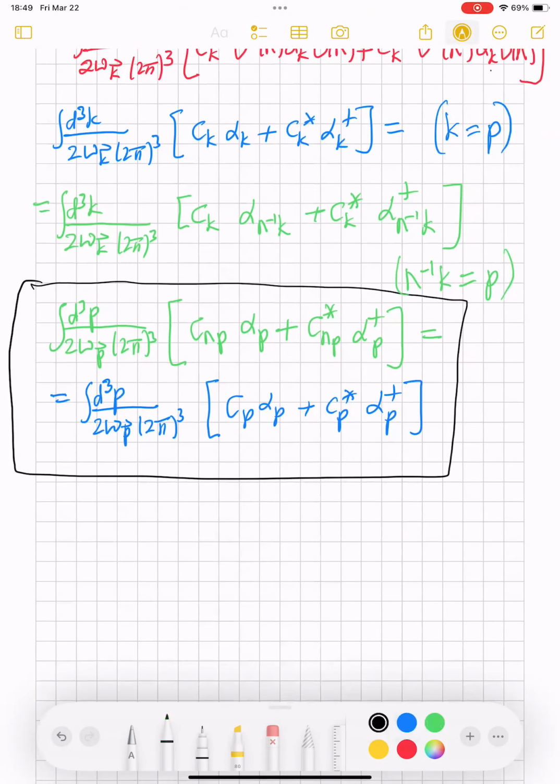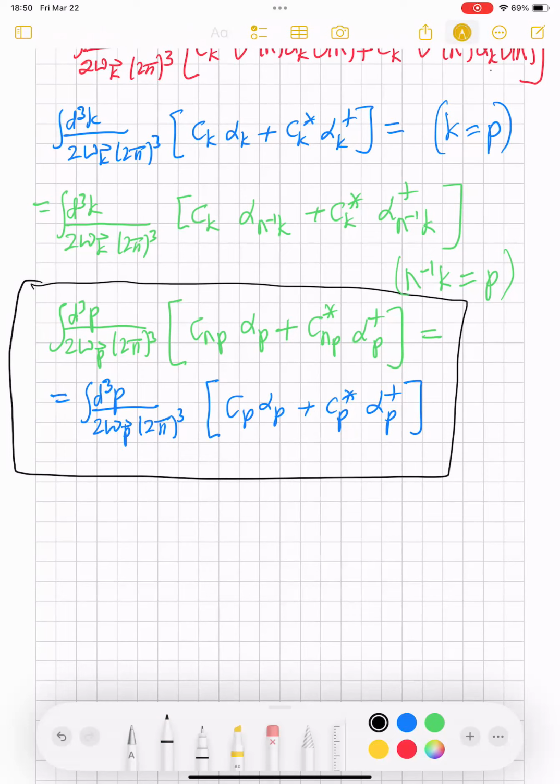Now, look at the two things that are being set equal to each other. You have the same integration measure in the two terms, so that matches. Then you've got an alpha p in green and an alpha p in blue. You've got an alpha p dagger in green and an alpha p dagger in blue. So if these two expressions are to match each other, the coefficient of the alphas must match and the coefficient of the alpha daggers must match.